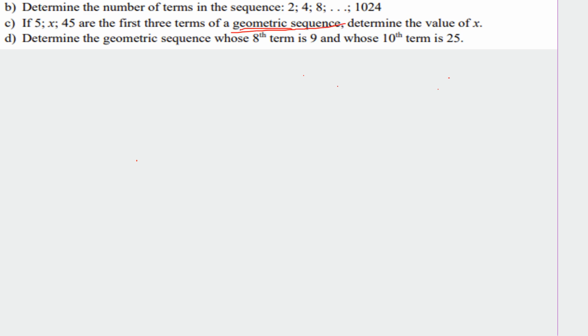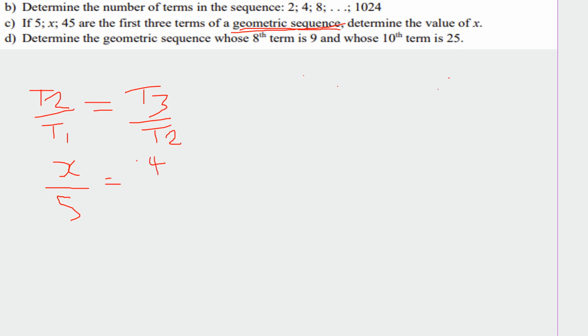Therefore, if this is the case, then we know term 2 divided by term 1 will be equal to term 3 divided by term 2. Okay, so what is the value of term number 2? Term 2 is x, and term 1 is going to be 5. And then term 3 is going to be 45, and term 2 is going to be x.